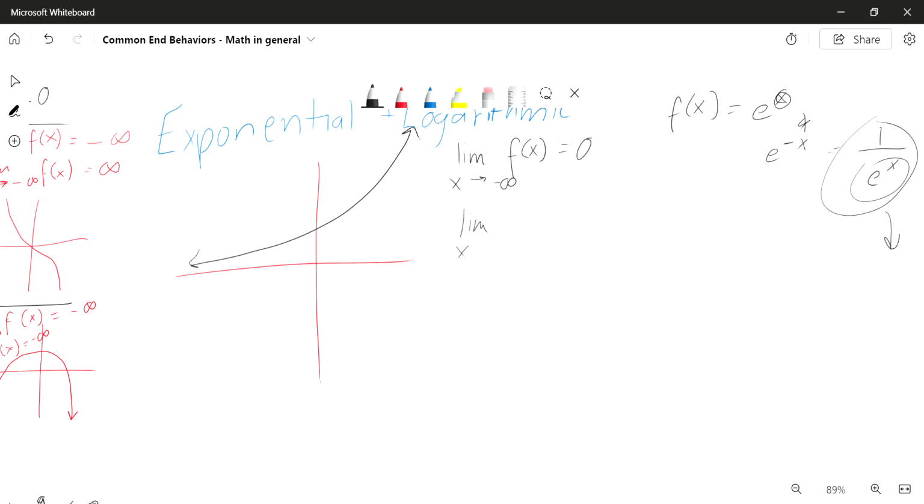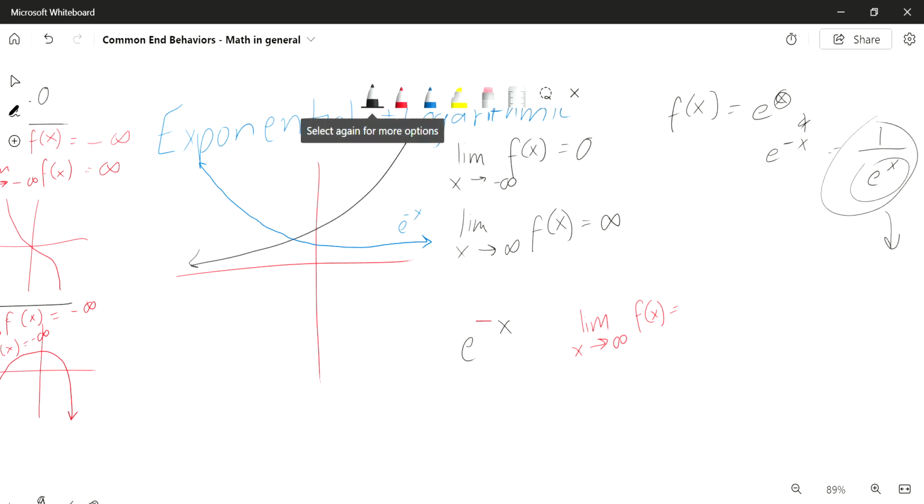But after 0, it just keeps increasing. It doesn't stop increasing. So the function is just going to keep getting bigger and bigger. So as x approaches infinity, this function will also just approach infinity. But if instead of e to the x, you were to have e to the negative x, then your end behavior would just switch. So instead of the function approaching infinity, it would approach 0. So this would be e to the negative x, and this is e to the x.